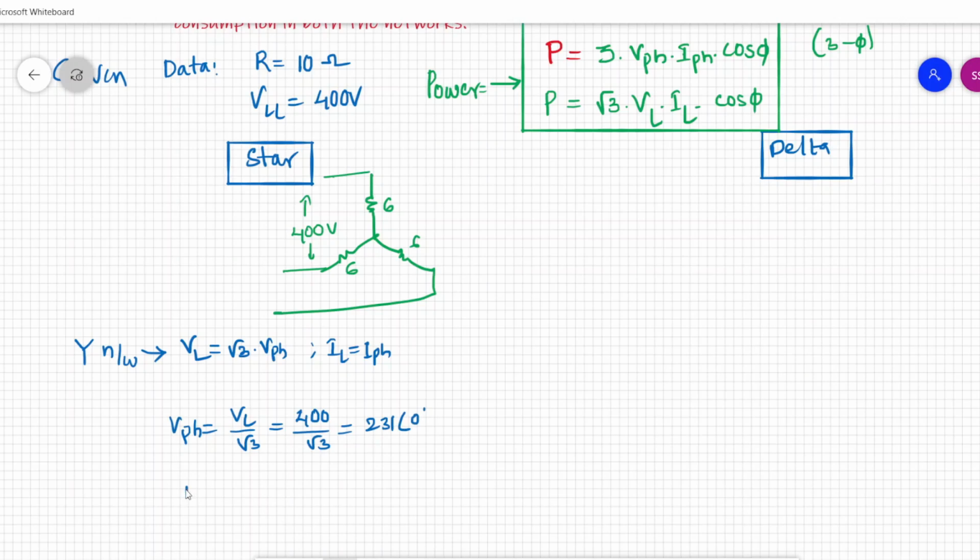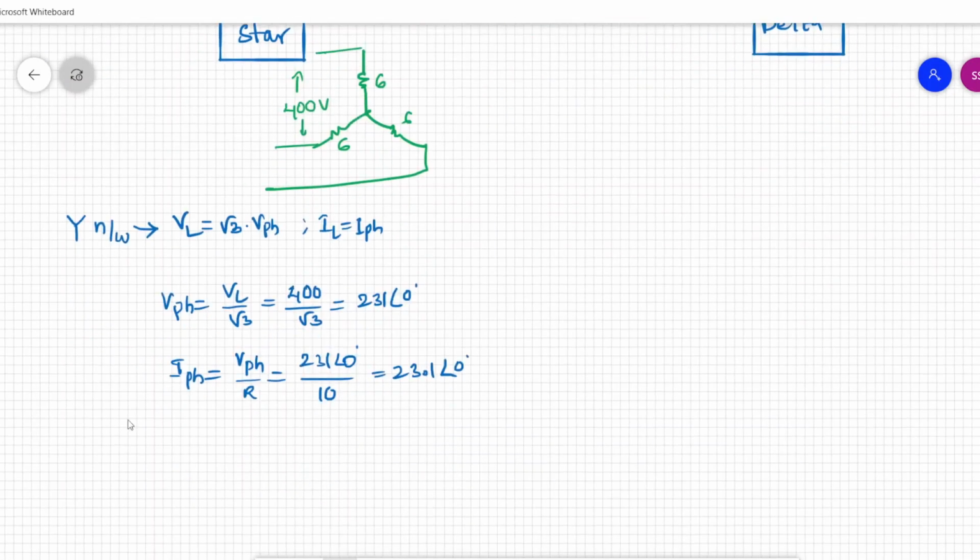Now let us find I phase. I phase equal to V phase by R, that is 231 at an angle of 0 degrees by R value is 10. So that will be 23.1 at an angle of 0 degrees. Because the power factor here will be, what is the load here? The load is a resistor, right? So the power factor will be 1, because it is a resistive load.